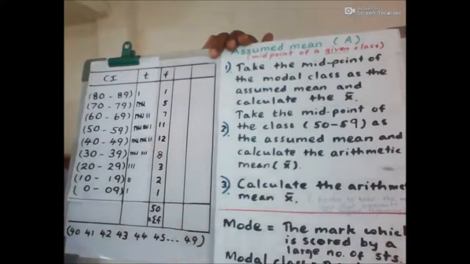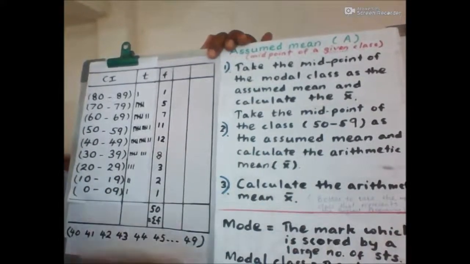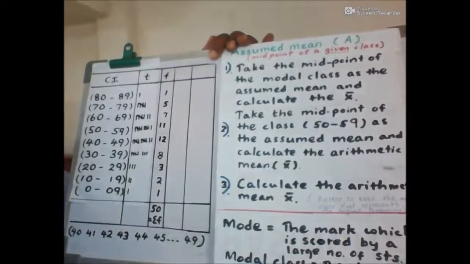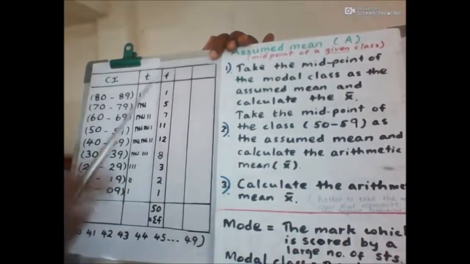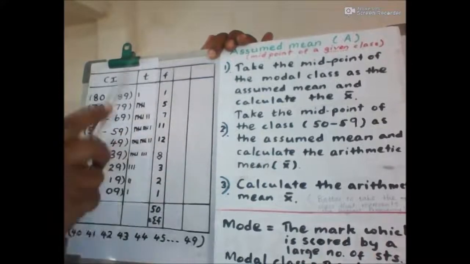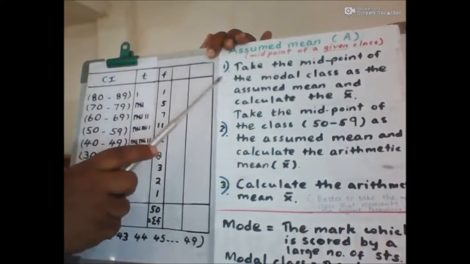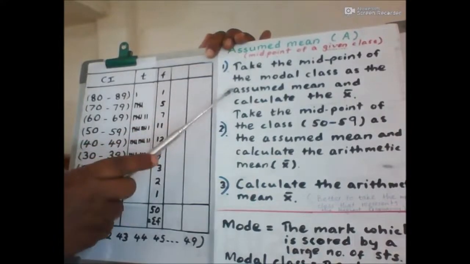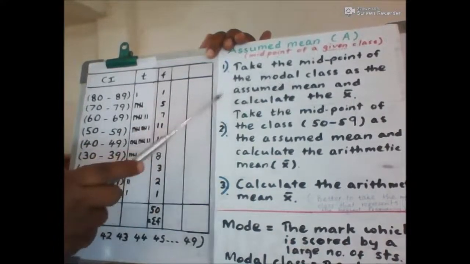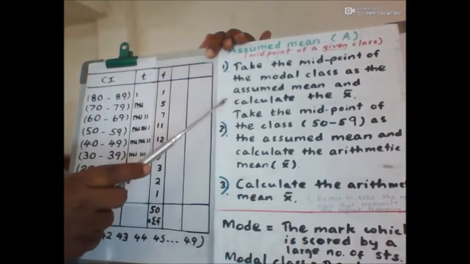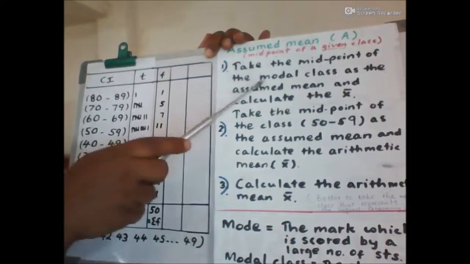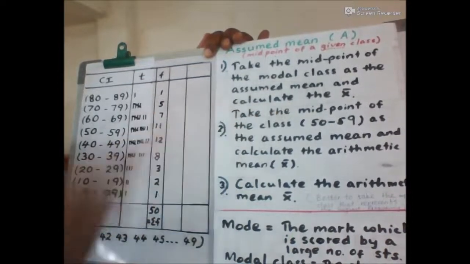Assumed mean. There are different ways we can get the assumed mean. Now in the exam they will give you a question like this. The most common one is this method: take the midpoint of the modal class as the assumed mean and calculate the X bar. What do you mean by the modal class?